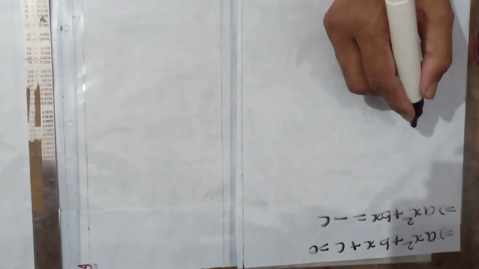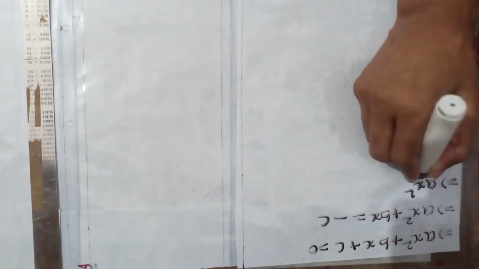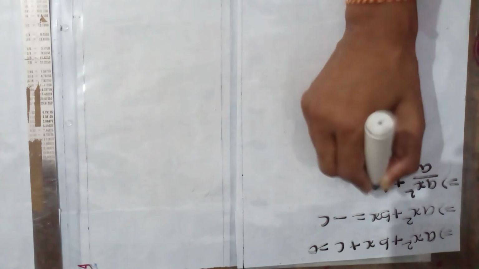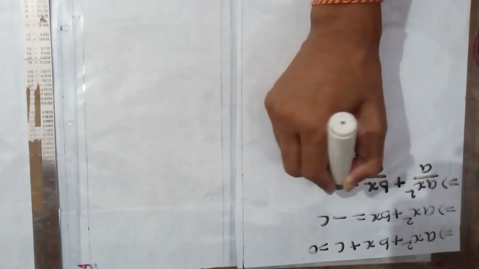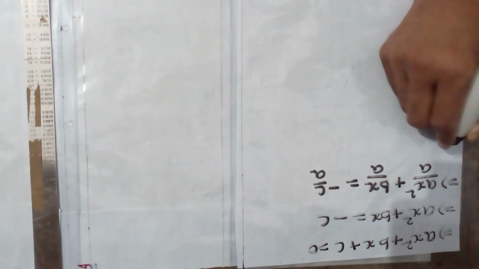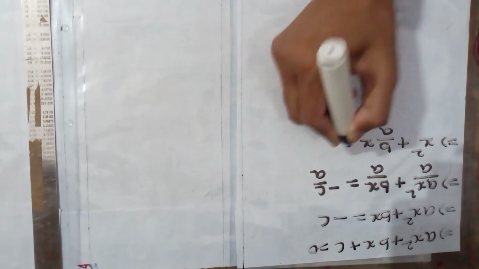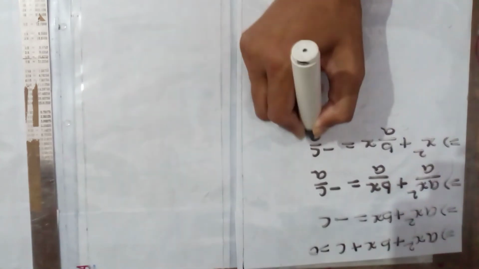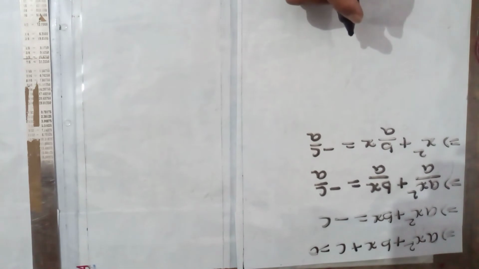Then plus becomes a minus, therefore plus c transposed to the other side becomes minus c. Then the leading power coefficient must be equal to 1, therefore each and every term needs to be divided by the leading power coefficient, that is ax square by a plus b by a x is equal to minus c by a. Then our equation is x square plus b by a x is equal to minus c by a. We are applying the completing square method here.